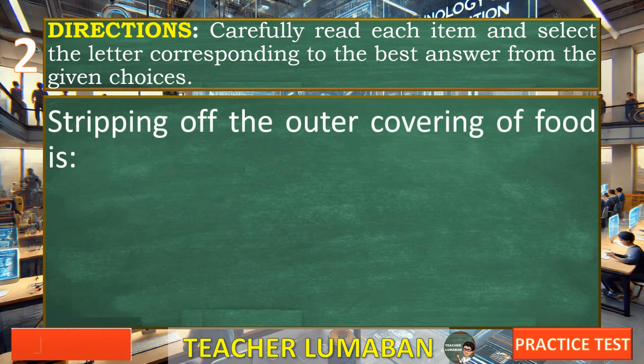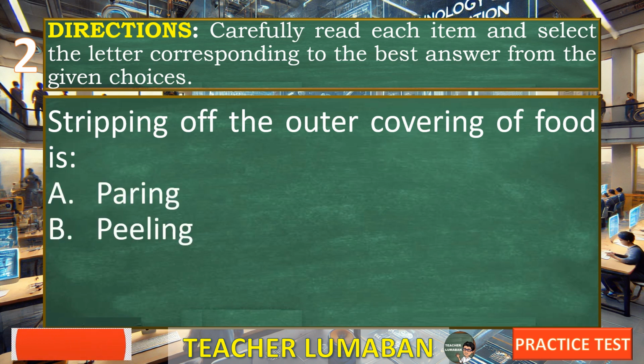Stripping off the outer covering of food is: A. Paring, B. Peeling, C. Styling, D. Stirring.